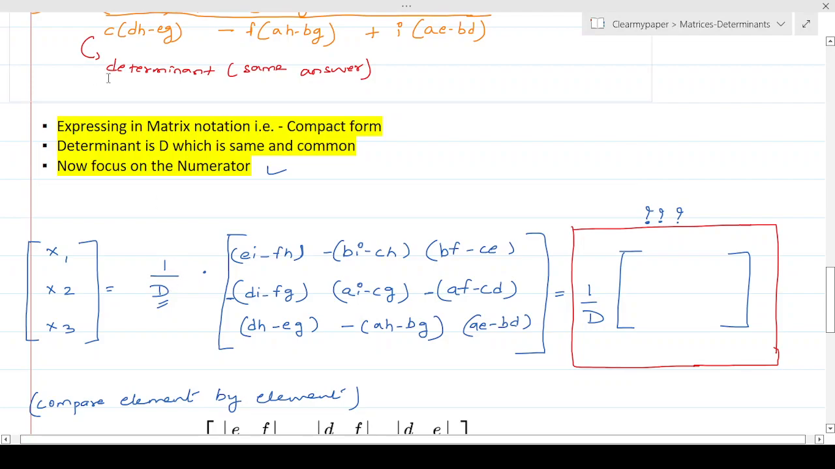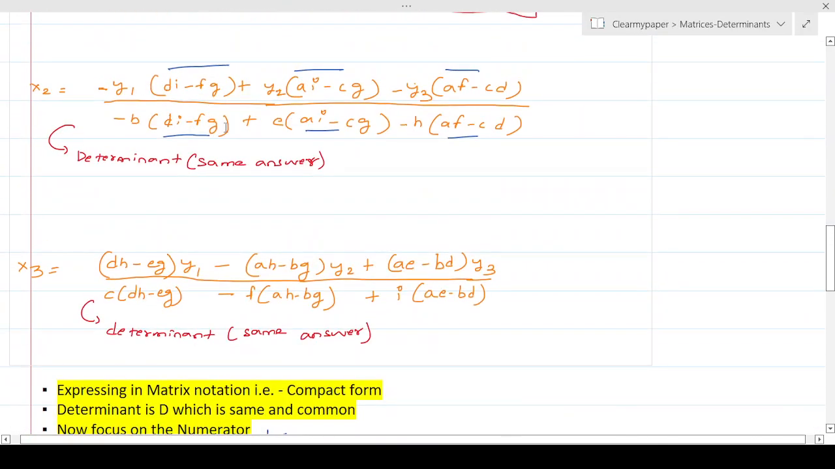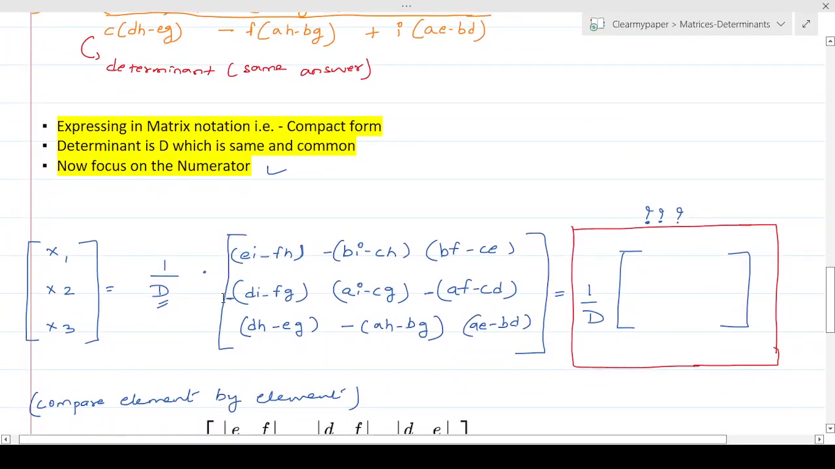So instead of expressing this separately in terms of variables, I'm just interested in the value, and since the value is the same for all the denominators, I'm taking it as one time without repeating it, because we want to express the whole equation in the matrix notation, a compact format.